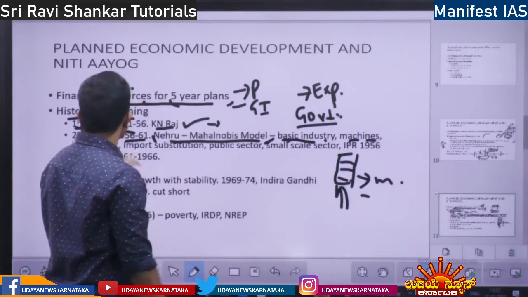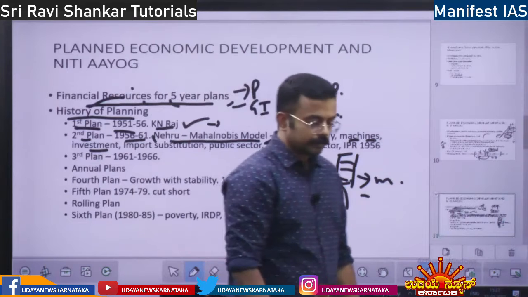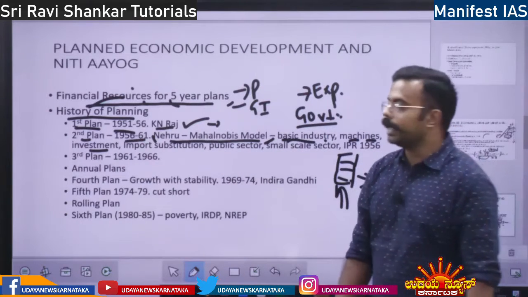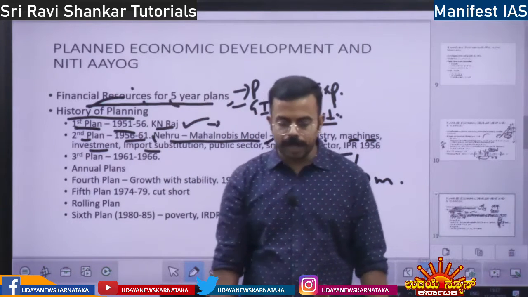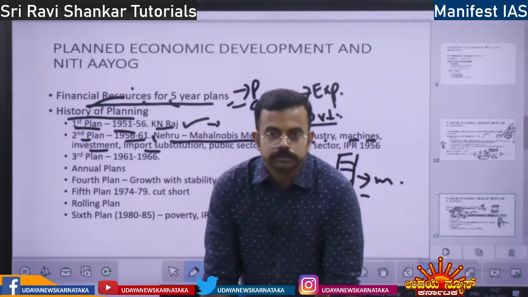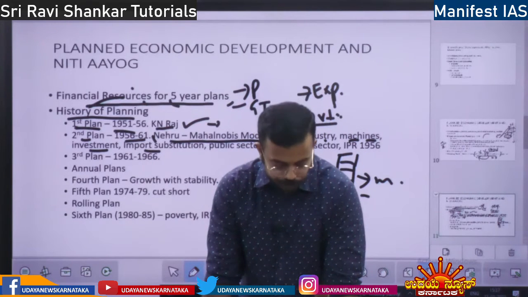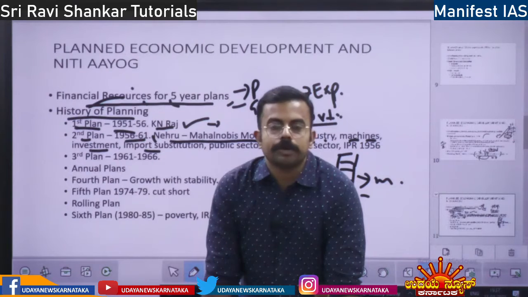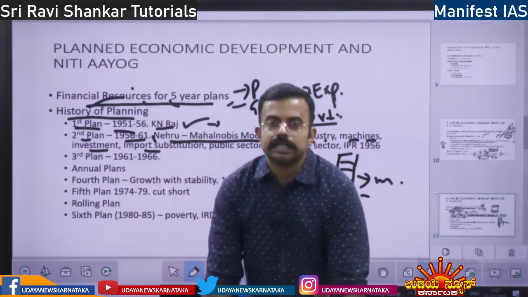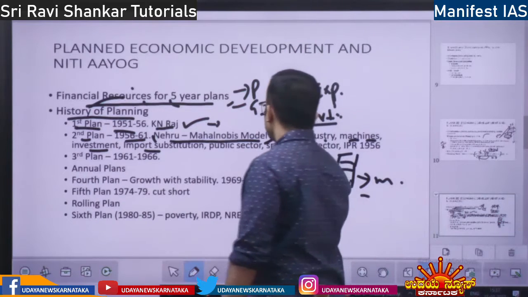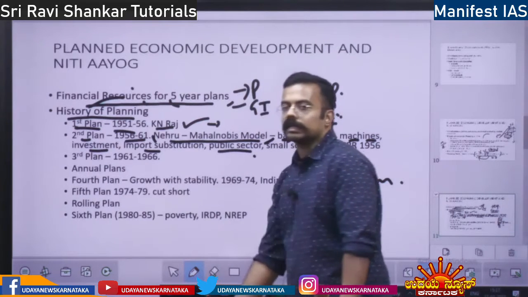And also it focused on investment, public investment, right? And it focused on import substitution. Second plan, very, very important point. Import substitution. Instead of importing any goods, we will manufacture them ourselves. Right? We won't depend on anyone. That is import substitution.